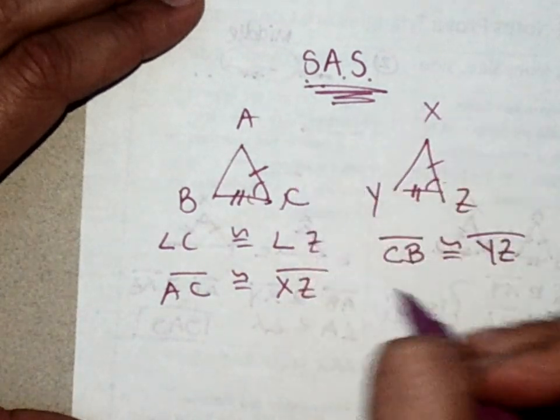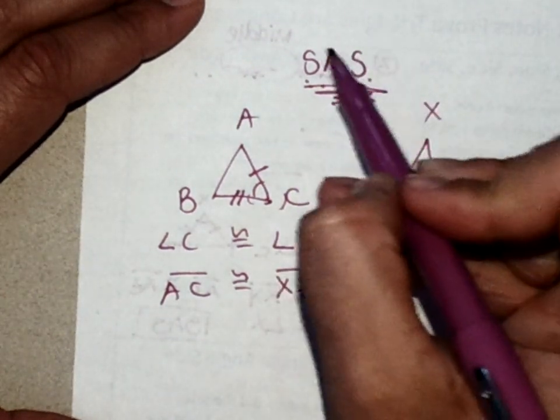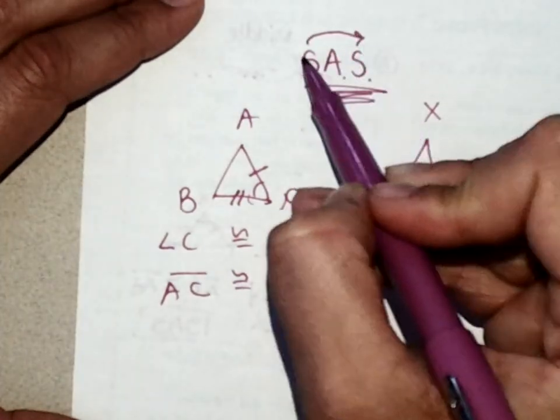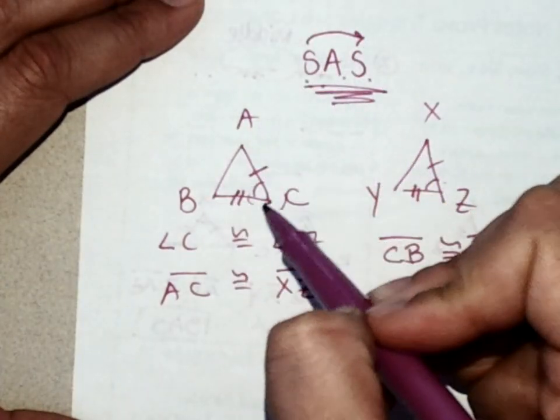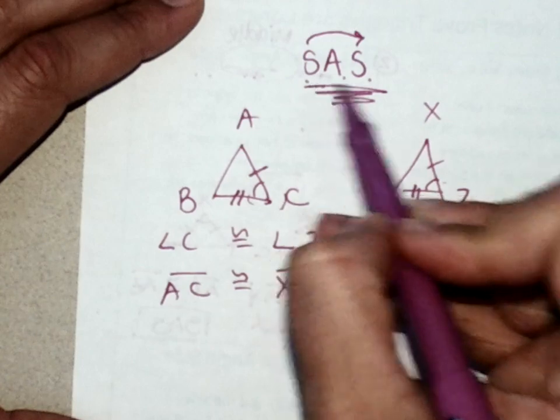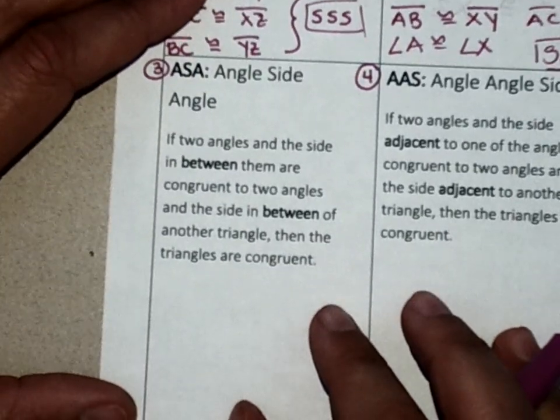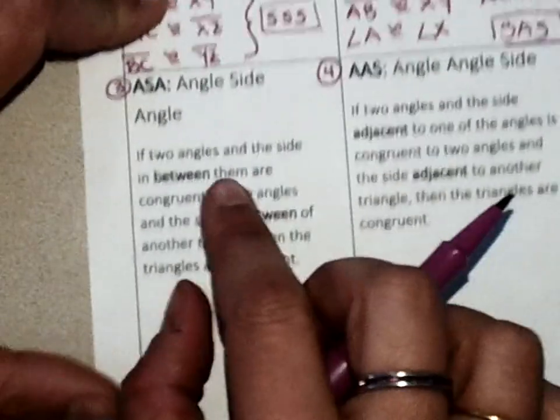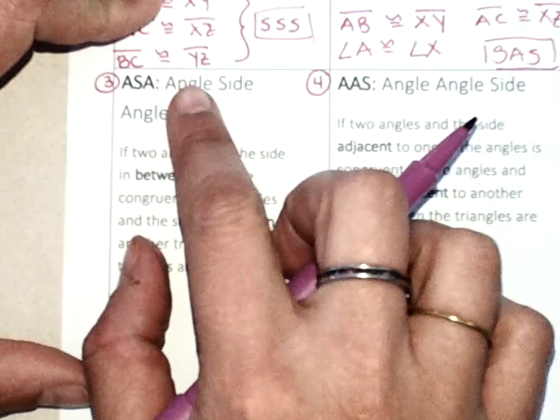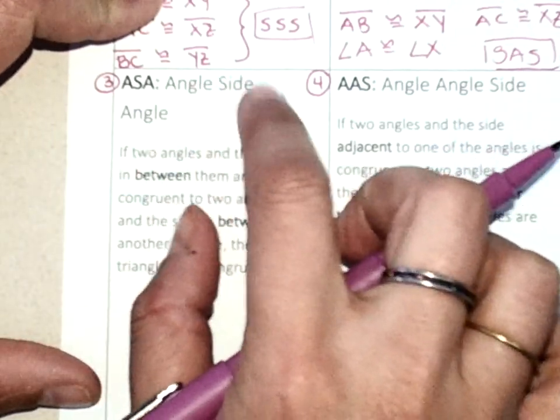There's a lot of ways to think about this, but you always want to go in this order, from left to right. You want to make sure that everything is going in the same order as the theorem is. Our third theorem is angle, side, angle, which is the opposite of side, angle, side. So instead of having two sides, we now have two angles with a side in between.